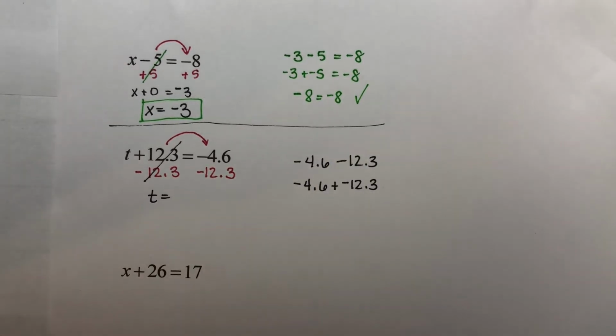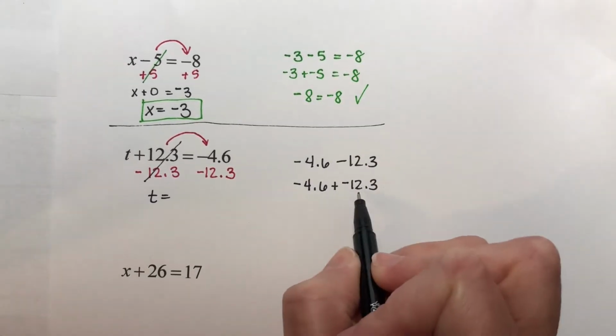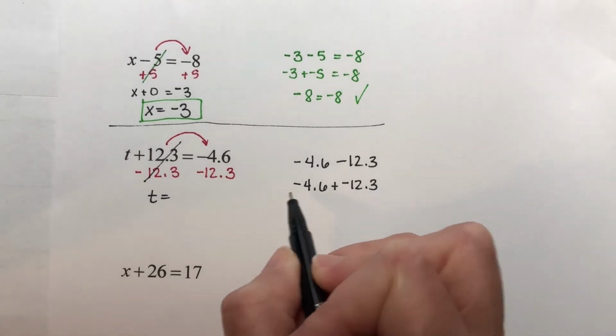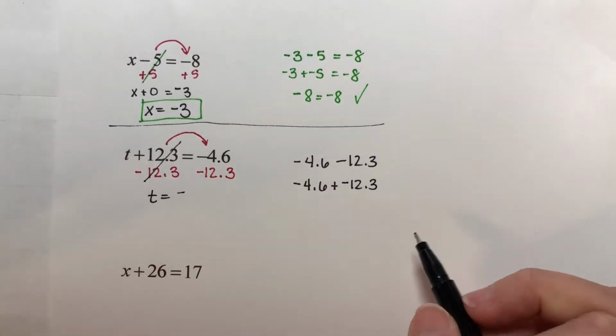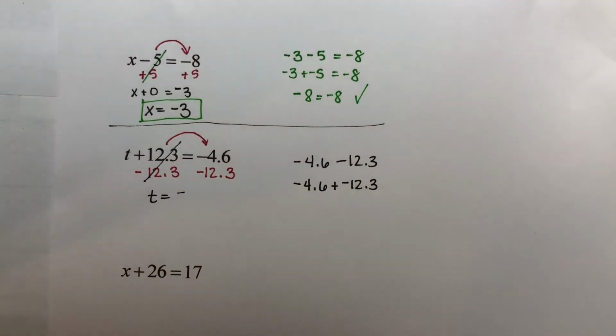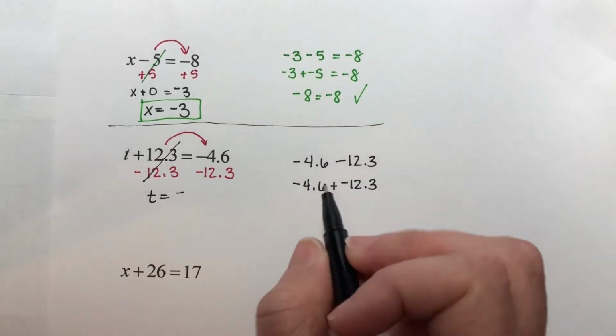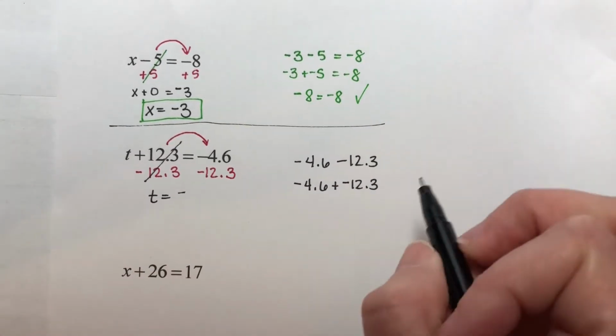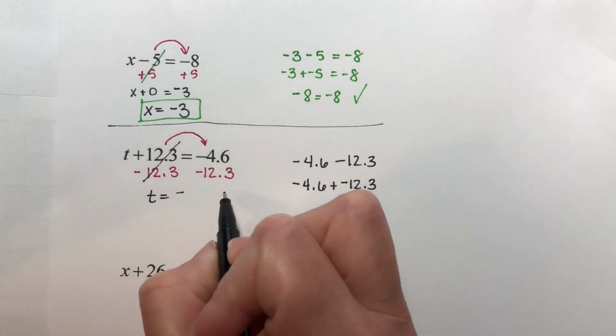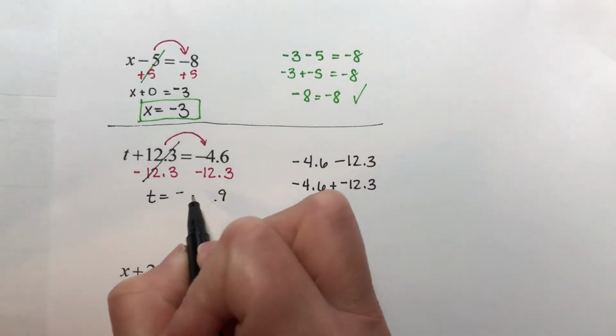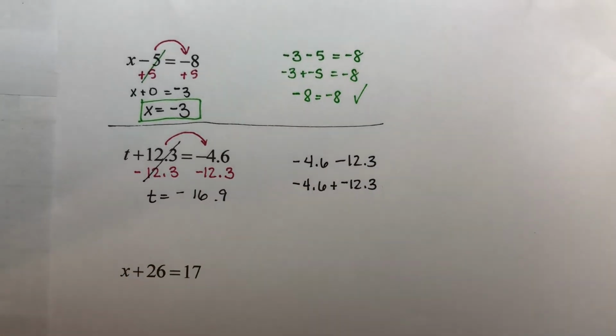Okay? So if I do negative 4.6 plus negative 12.3, they're both negative, so my answer is going to be negative. Make sure you're lining up your decimal point. That's going to be negative 16.9 should be my answer.